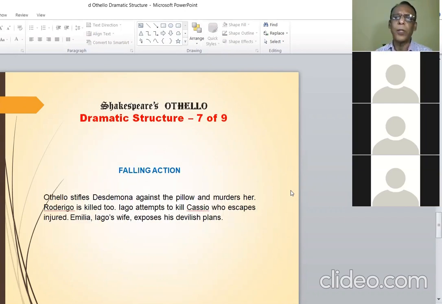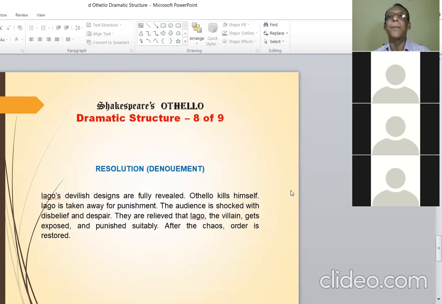In the falling action, we know, Desdemona is murdered, stifled. He stifles Desdemona against the pillow and murders her. Rodrigo is killed. Iago also attempts to kill Cassio, but Cassio escapes. Even though he's injured, he escapes. He's not murdered. Well, Emilia, Iago's wife, exposes everything. She reveals Iago's devilish plans. And finally, the resolution.